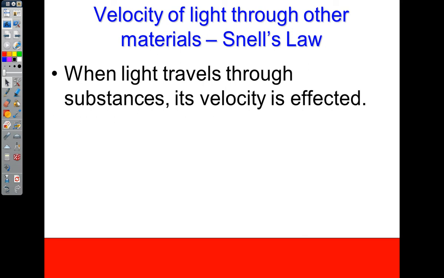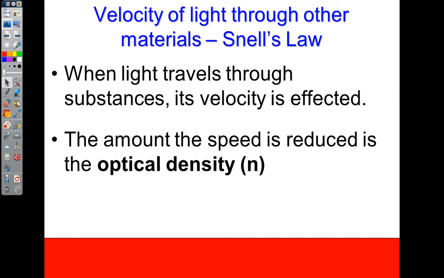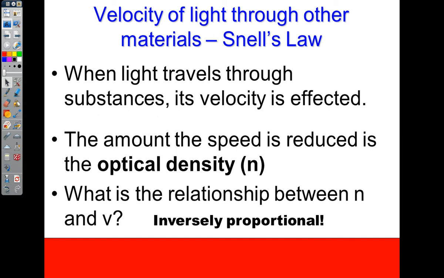That's the whole reason why it changes direction, because it does slow down. Now, the amount it slows down is due to the medium's optical density. Whatever it's traveling through has a density. The amount that the velocity is reduced is due directly to the optical density, which is lowercase n. So what is the relationship between velocity of light and density? Inversely proportional. As the density increases, the velocity decreases.